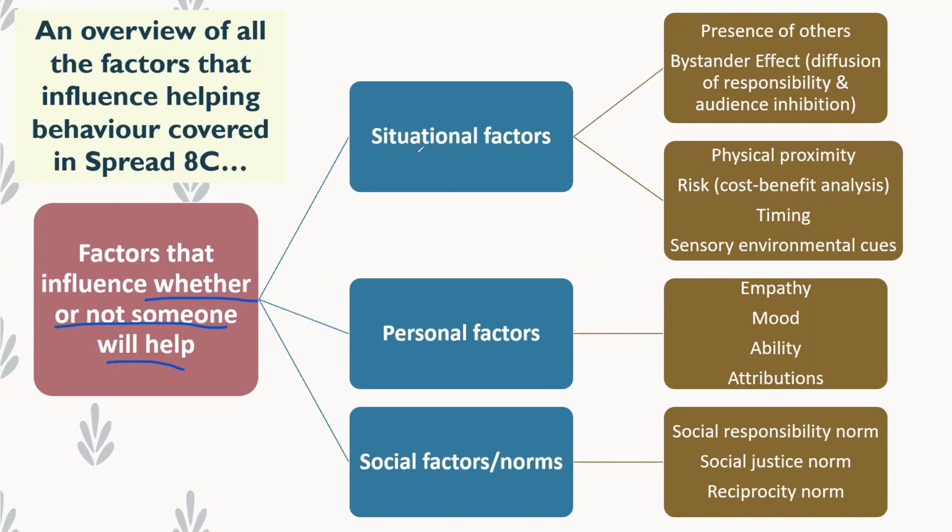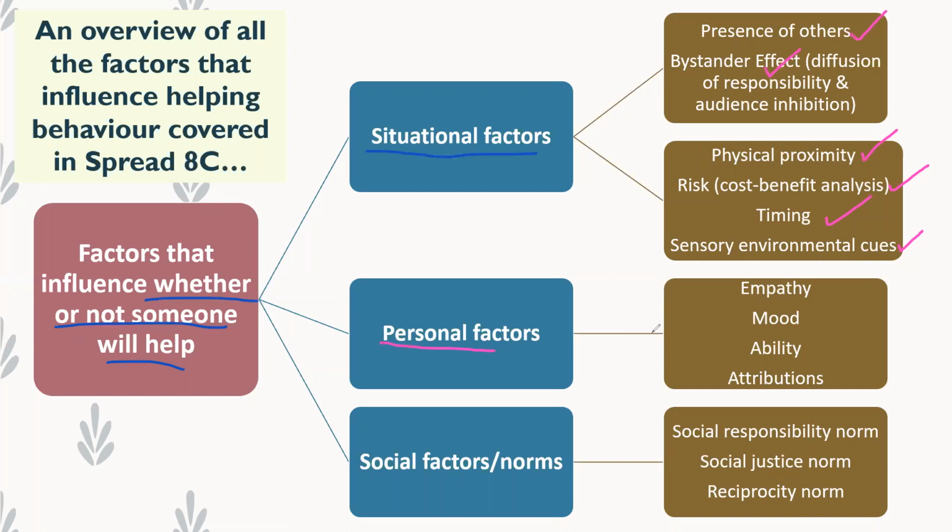So you've got your situational factors. Situational factors are related to, for example, people around you, the bystander effect, which we'll go into in a little bit more depth, physical proximity, so how far or how close someone in need of help is to you, the risk, so cost benefit analysis. So basically, is it worth the risk for me to help someone? The timing, sensory, environmental cues also plays a role there.